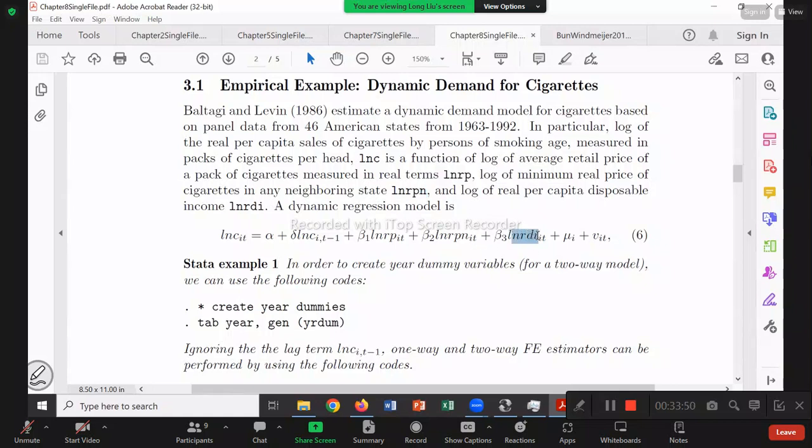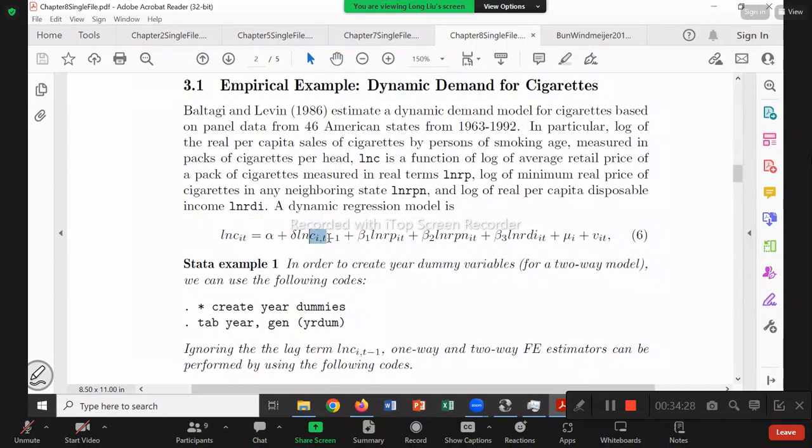And the next one, log RDI, there it is. Log of real per capita disposable income. Basically, this is a classical issue. What kind of variable determines my consumption? Consumption is basically quantity. Of course, price affects quantity. Besides price, my income also affects my consumption. If I'm rich, I can buy more. If I'm poor, I can only buy less. That's why price and income, and so on and so forth.